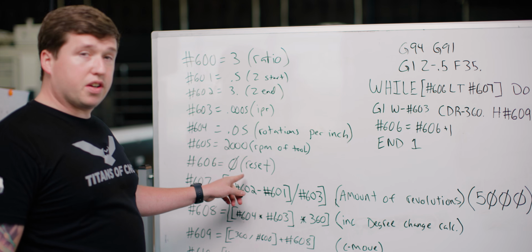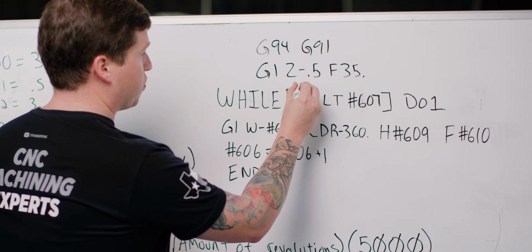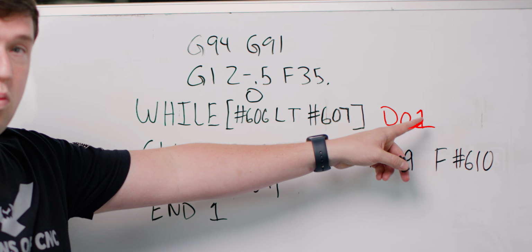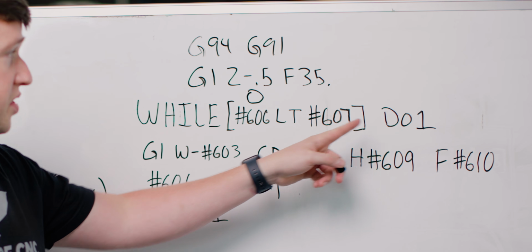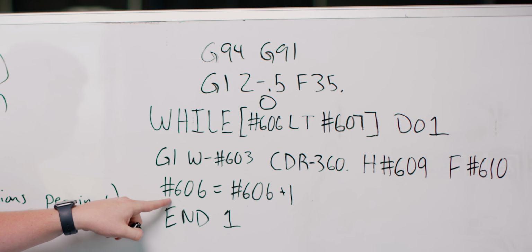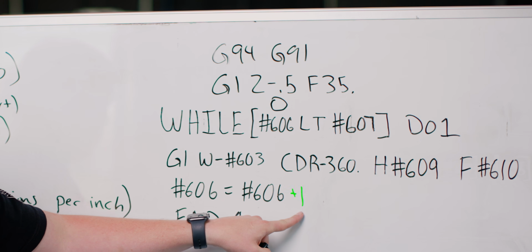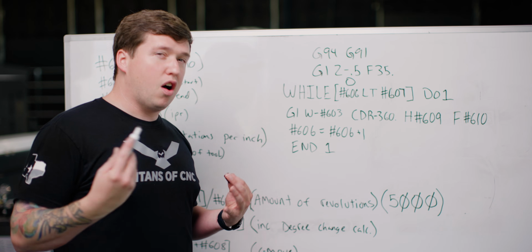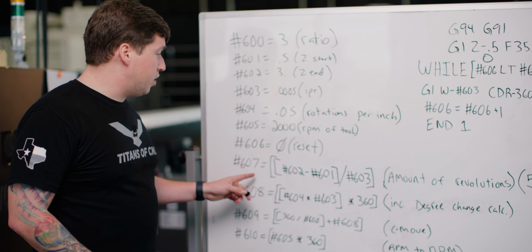So we know 606 is 0, that's our reset, right? So this right here is gonna say while 606, which we know is a 0, is less than 607, do 1. So until 606 is either equal or greater than 607, it's gonna loop everything between DO 1 and END 1. And you can see every time it runs, 606 is gonna equal itself plus 1. So that's just basic arithmetic. It's gonna go 1, 2, 3, 4, 5, 6, 7, all the way up until a certain number. But what is that number? Well, that's what I determined right here.